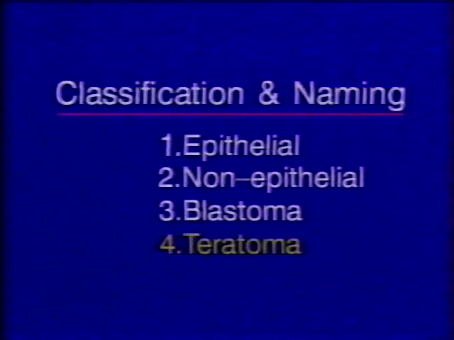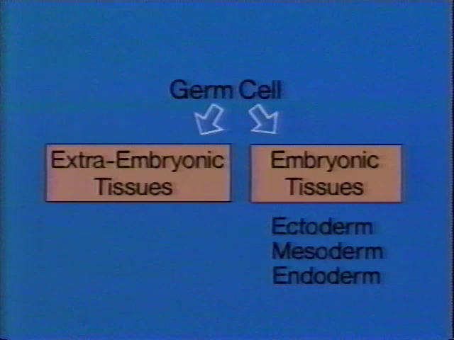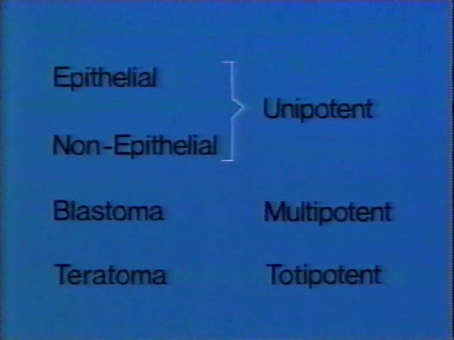Teratomas are the fourth major type of neoplasm. This group includes a variety of benign and malignant neoplasms which are derived from germ cells. Most arise in the gonads, but they may occur in other locations as well, usually in the midline of the body. Since they arise from totipotent germ cells, teratomas are at least potentially capable of differentiating into tissues derived from all three embryonic germ layers, as well as extra-embryonic trophoblastic tissues. Thus, while the great majority of epithelial and non-epithelial neoplasms may be regarded as histogenetically unipotent and blastomas as multipotent, teratomas are, theoretically at least, totipotent.